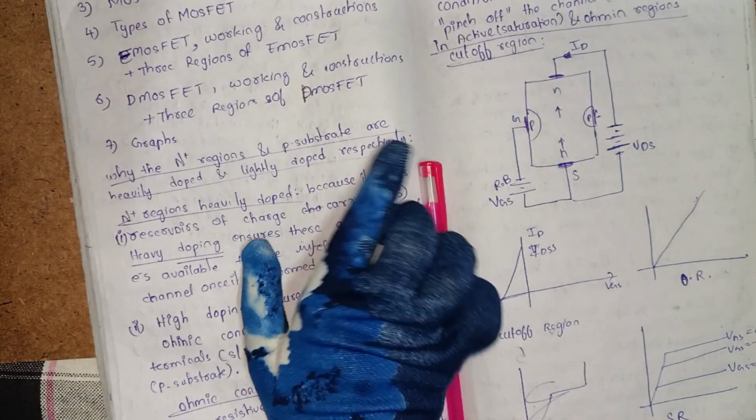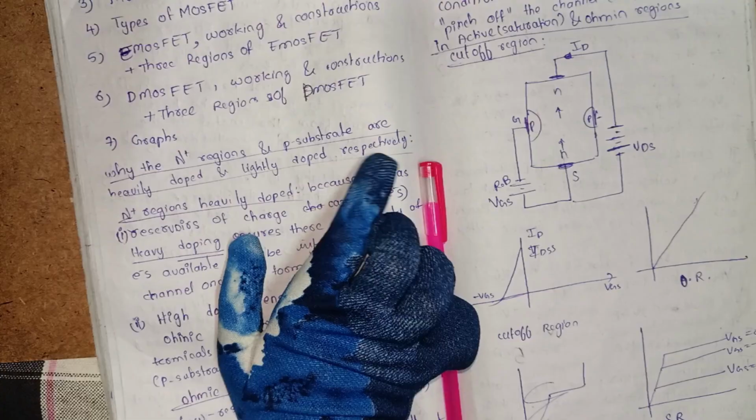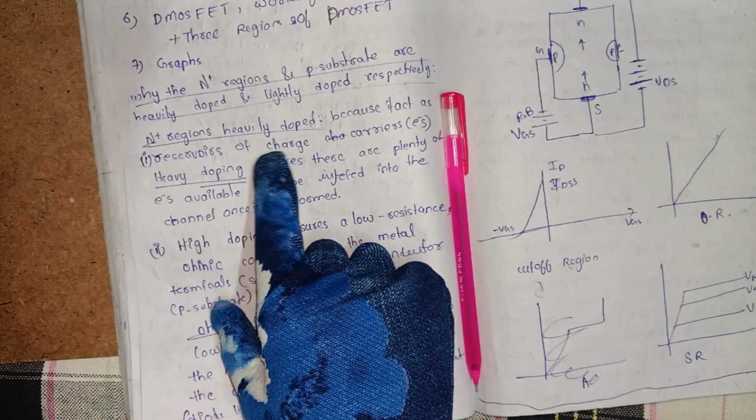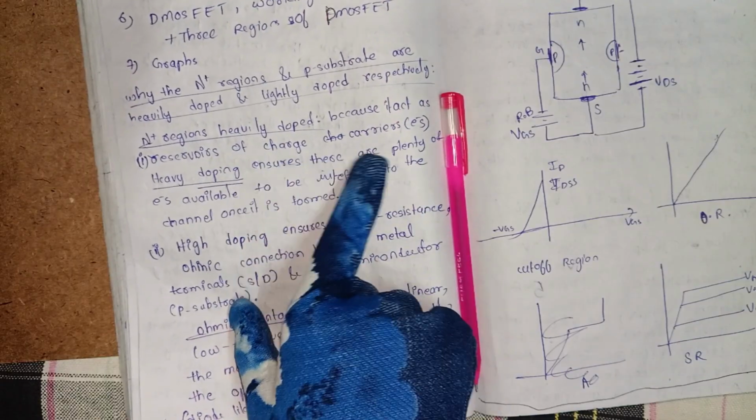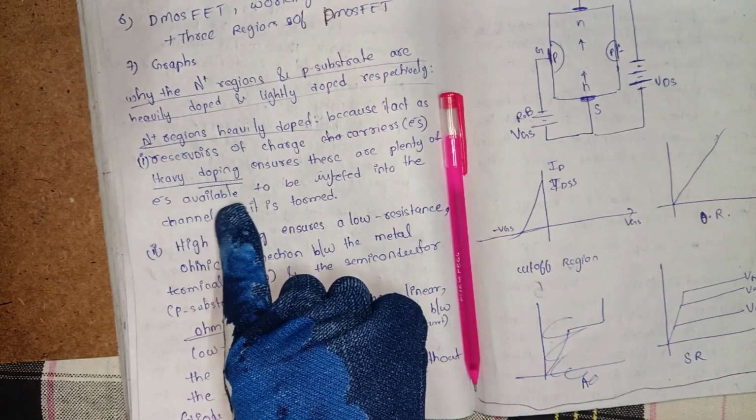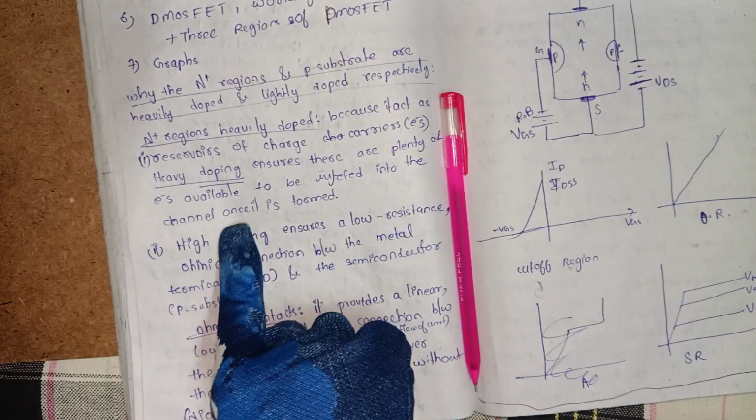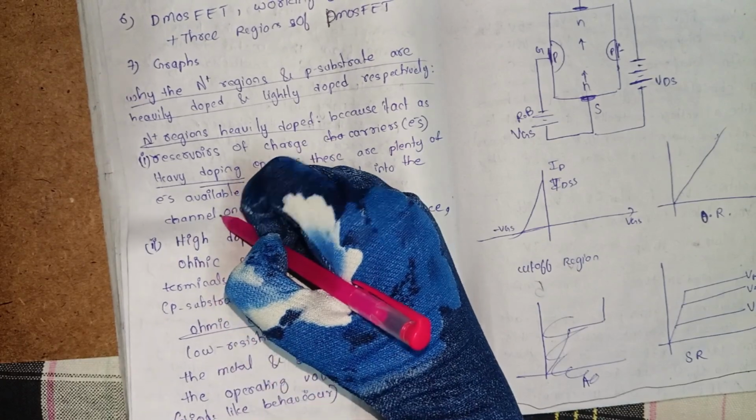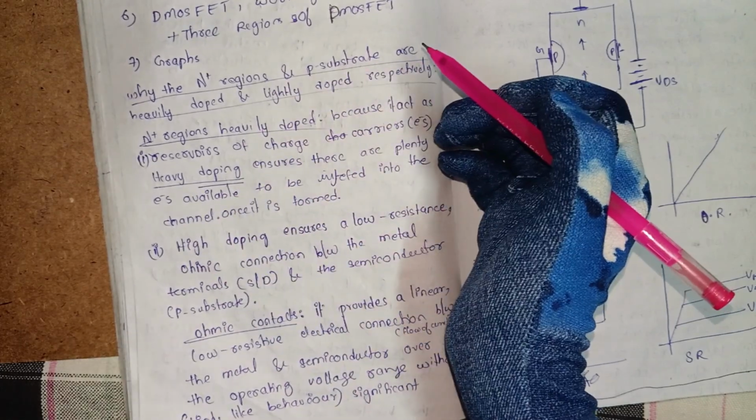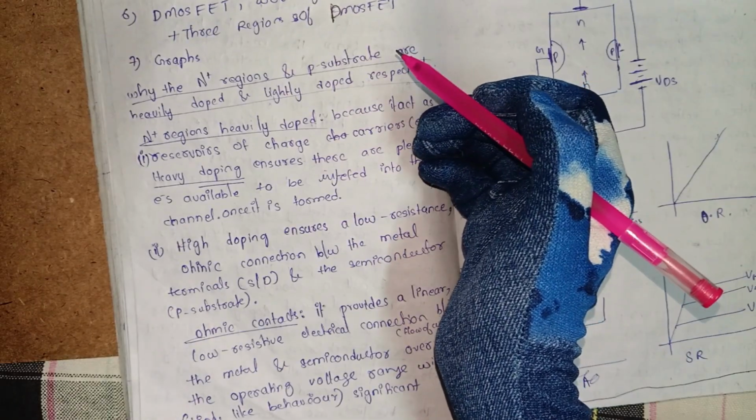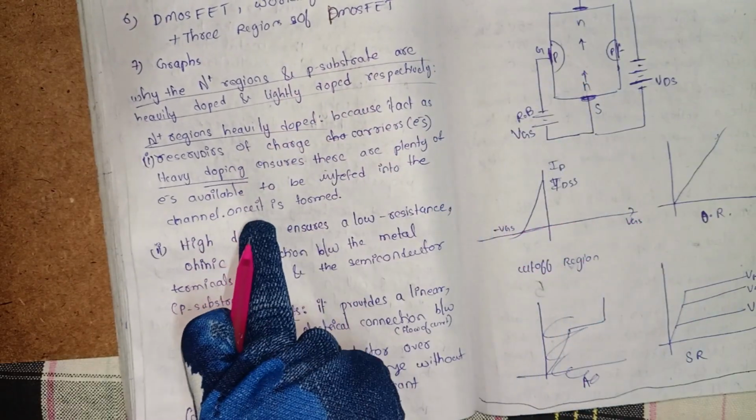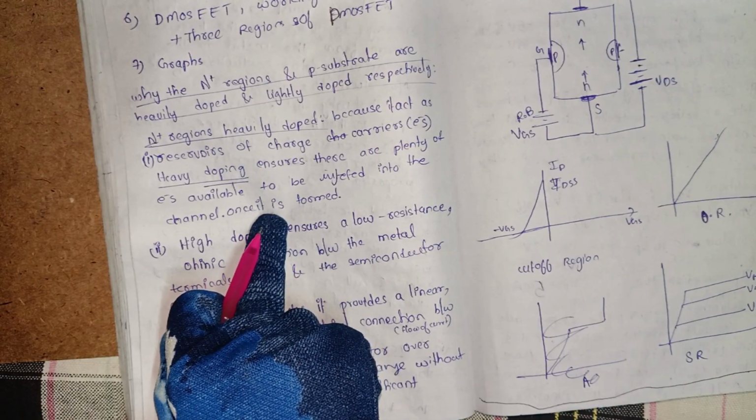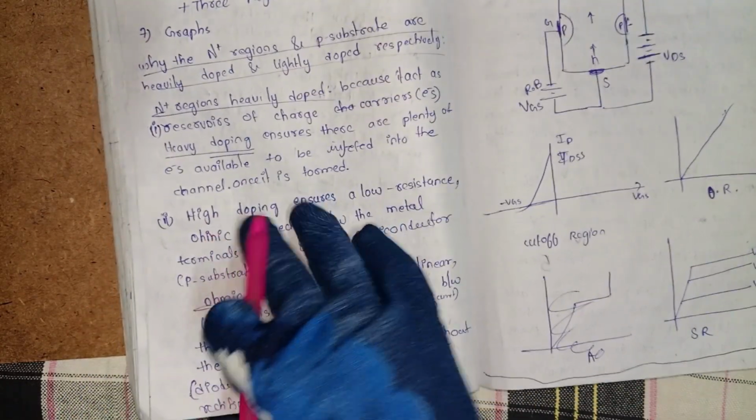The N plus regions and P substrate are heavily doped and lightly doped respectively, because the N plus regions act as reservoirs of charge carrier electrons. Heavy doping ensures there are plenty of electrons available to be injected into the channel. Consider up to here only for the D-MOSFET, and we should not consider the channel-formation statement, because we already have a pre-existing channel, so we are not forming a channel.